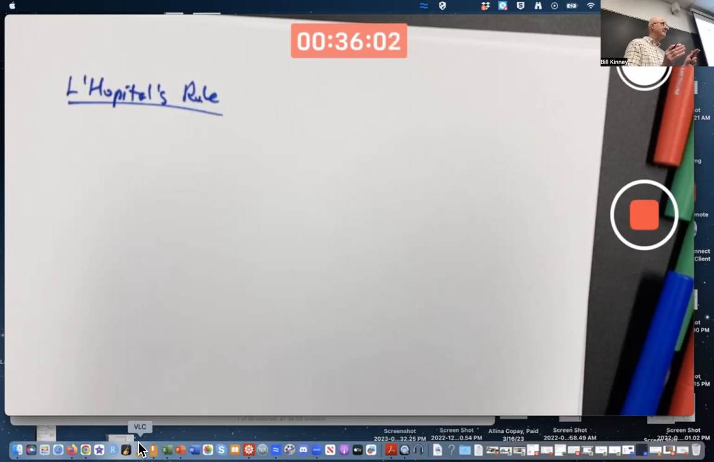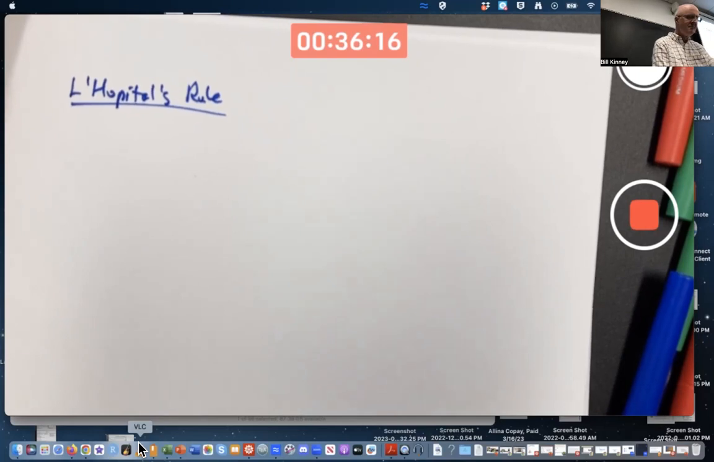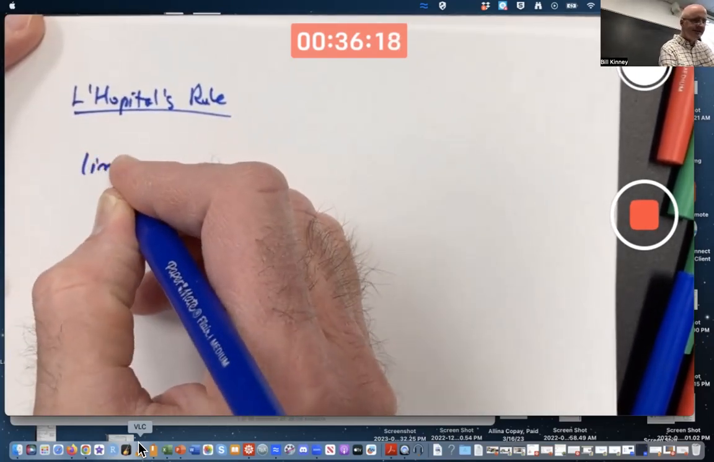The first thing to realize about L'Hopital's rule, though, is that with many situations, you do not need it. And in fact, if you try to use it, you'll get the wrong answer. So you can only apply it in limited circumstances. No pun intended, limited. We're calculating limits.